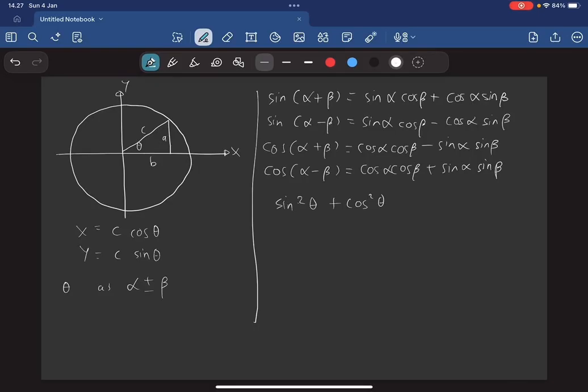And a final very useful identity is this. Square of sin theta plus square of cos theta equals 1. Notice the notation used here, sin squared theta means sin theta multiplied by sin theta.